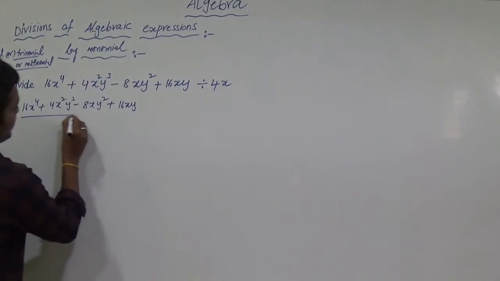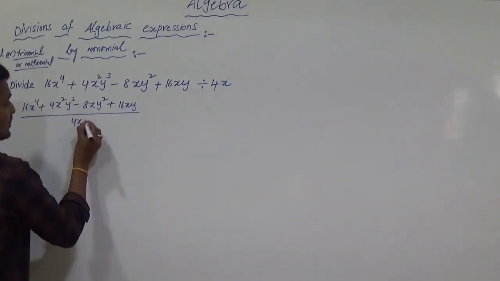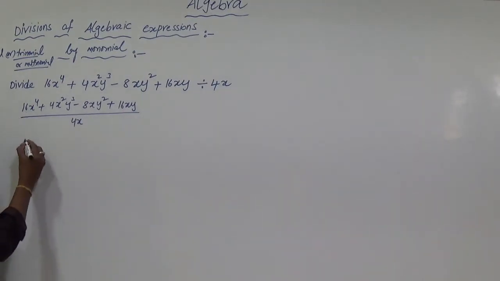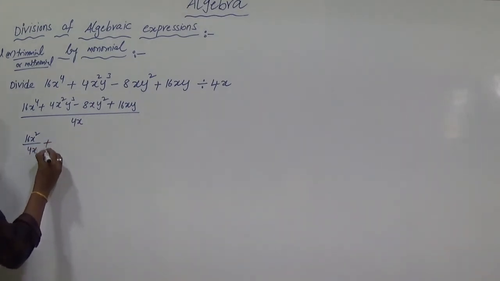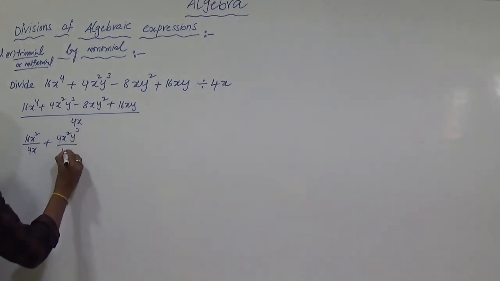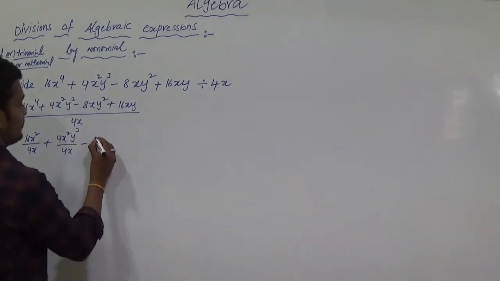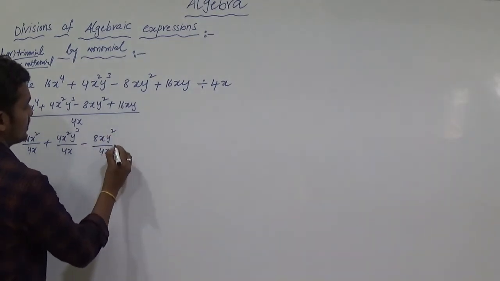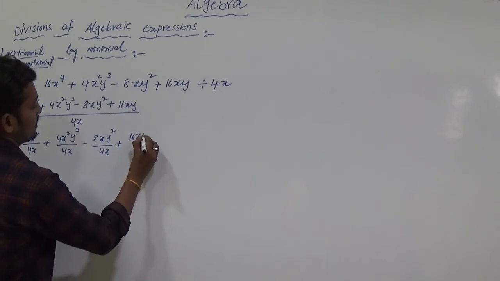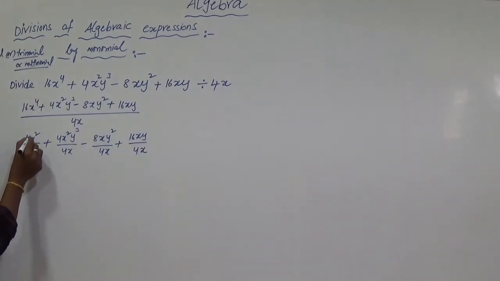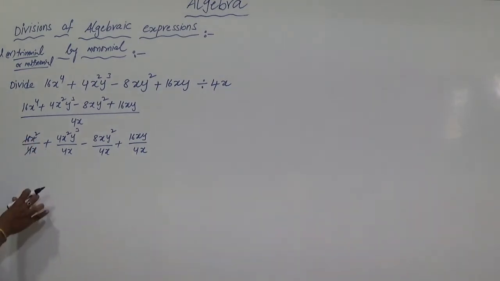16xy divided by 4x. This is in the form of a fraction. So I am dividing each and every fraction. That is 16x square by 4x plus 4x square y cube by 4x minus 8xy square by 4x plus 16xy by 4x. So 4 cancels with 16, 4 times, x cancels with x square, x times.